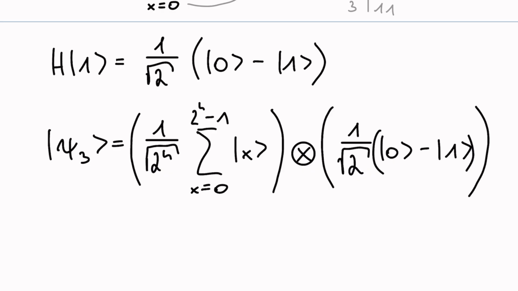To summarize, the input qubits are now in a uniform superposition of all possible combinations. The output qubit is in a balanced superposition with a negative sign, so 0 minus 1, and the overall system is described by the tensor product of these two components. That is the complete quantum state after applying all Hadamard gates to both input and output qubits.